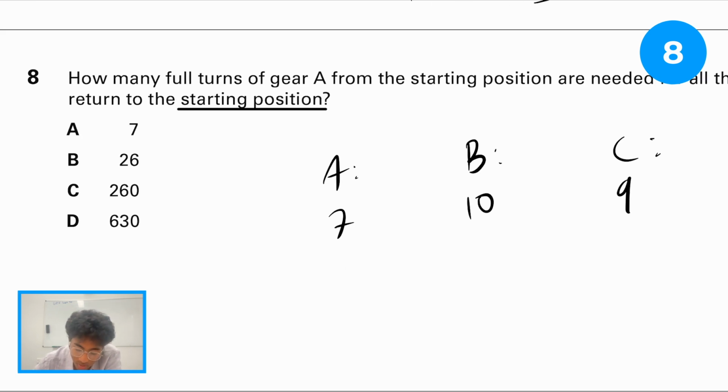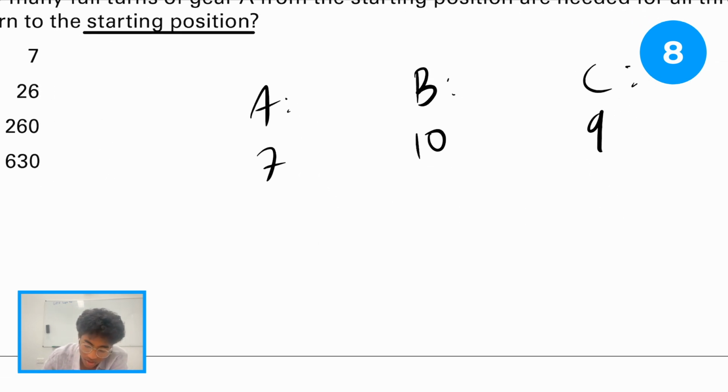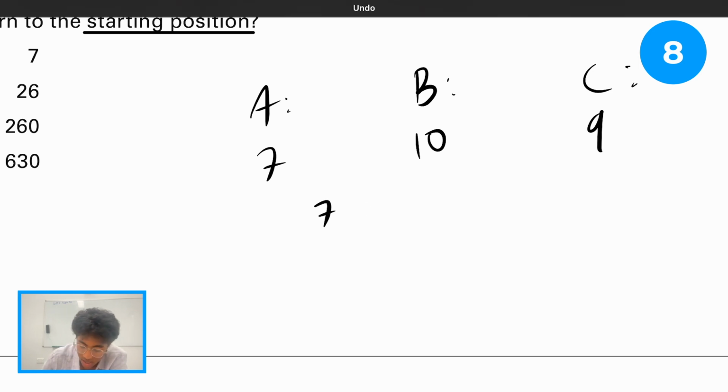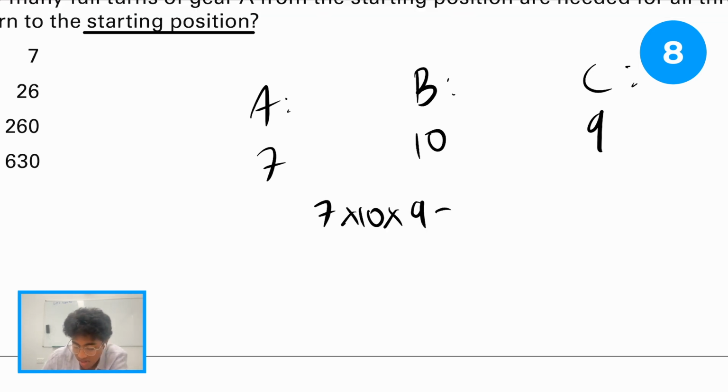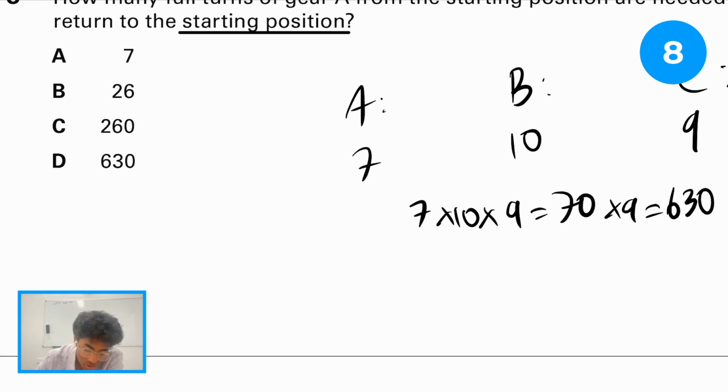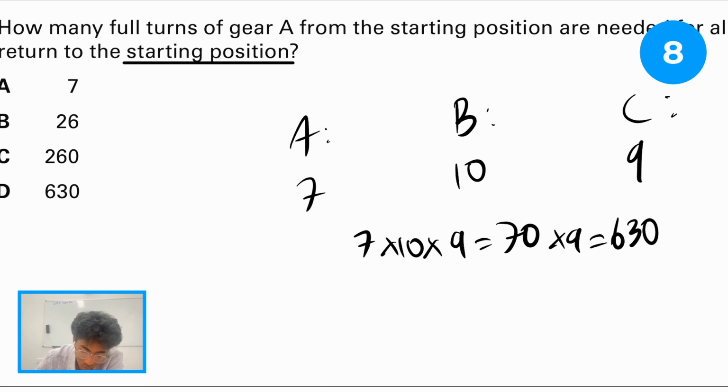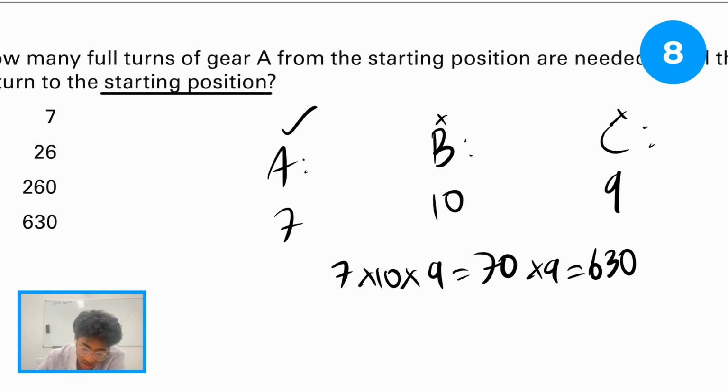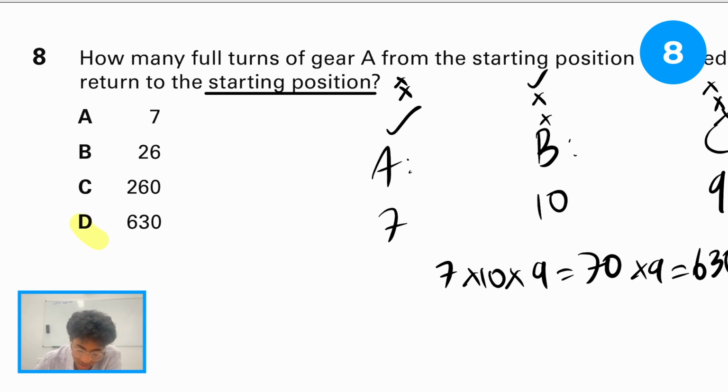So let's think. The best way to find the lowest common multiple is to multiply the numbers together. So we do 7 times 10 times 9, which is 70 times 9, which is 630. Okay? Let's see. We can also try to put in every solution. 7 would make A go back to normal. But B and C won't go back because it won't be a whole number if you do 10 divided by 7. 26, that will not work for any of them. 260, it will only work for 10. So by process of elimination, it must be 630, as A, B, and C all can't work.